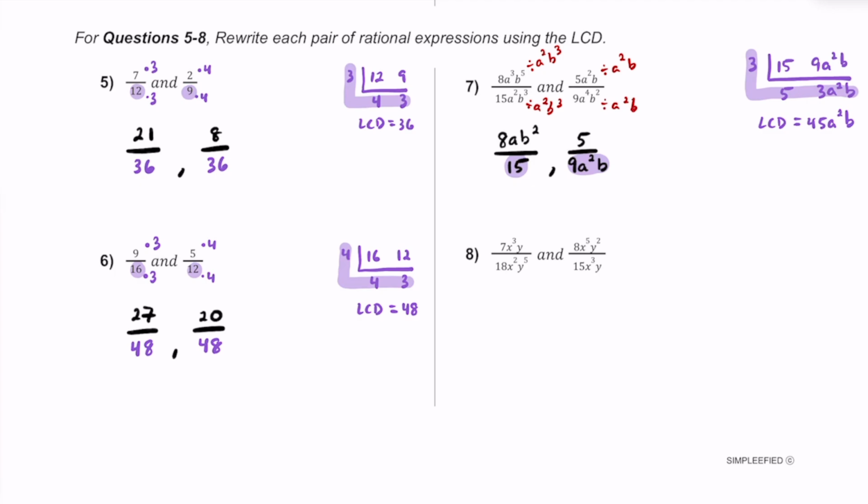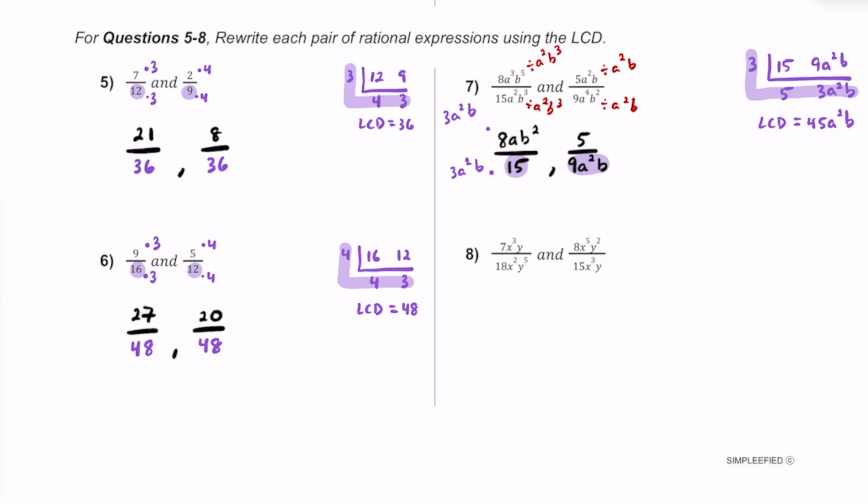All right, so how are we going to get there? Well, this 15 is going to have to multiply by 3a squared b. Let's go ahead and write that. It's going to be times 3a squared b. But if you do it on the bottom, you also have to do it on top, times 3a squared b.